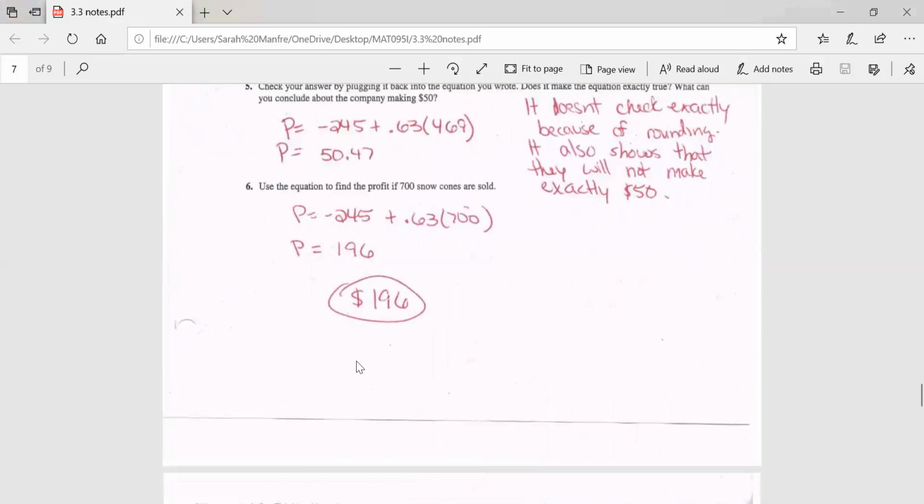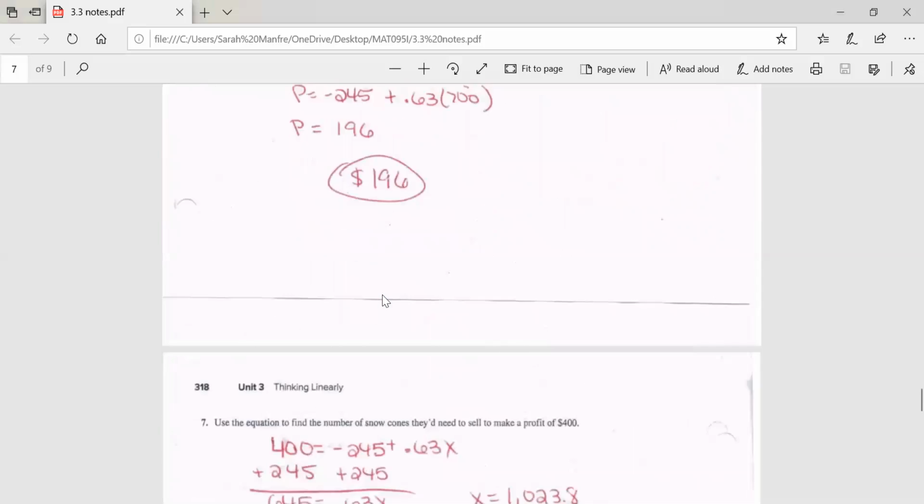Question 6, use the profit if 700 snow cones were sold, replacing x with 700. 0.63 times 700 plus negative 245 is 196. So he would make $196 if he sells 700 snow cones.